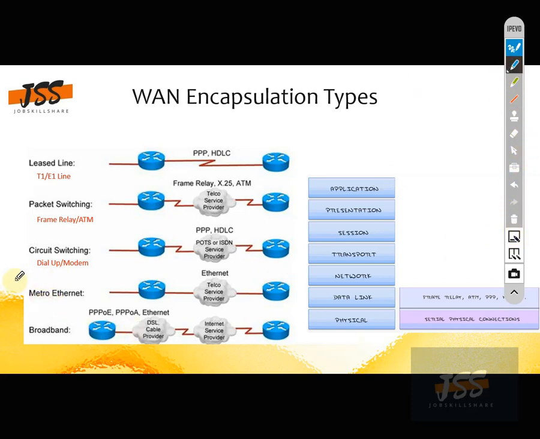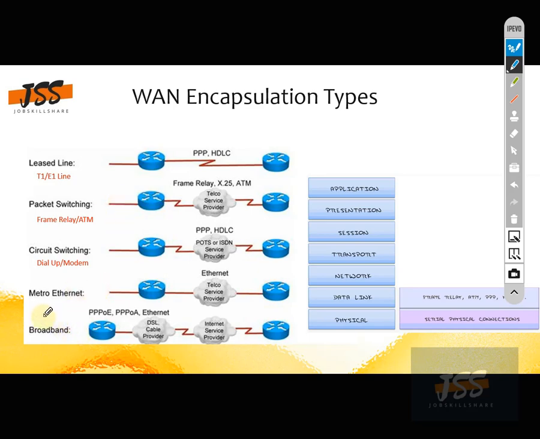Then we have Metro Ethernet. I'm not going to go into a lot of detail. As you can see, this is a straight line cable. Basically, they're using a kind of layer 2 functionality to connect these two branches.